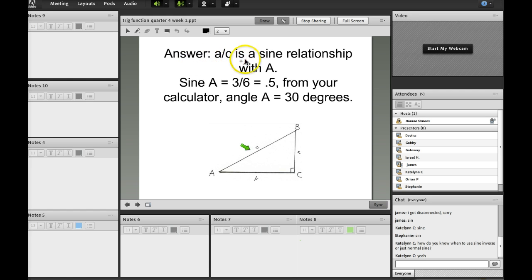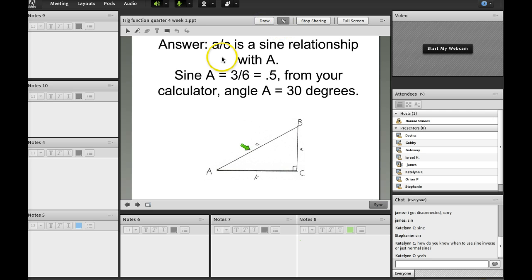So the answer is A over C is the sine relationship. So for those of you that said sine, excellent. And sine of A is equal to 3 over 6, or 1/2, 0.5. And then you would use your inverse sine, and you would get 30 degrees. Uh-oh, my bad. See, you need to memorize those: 0, 30, 45, and 60. You need to memorize those. So it's 30 degrees, not 60.